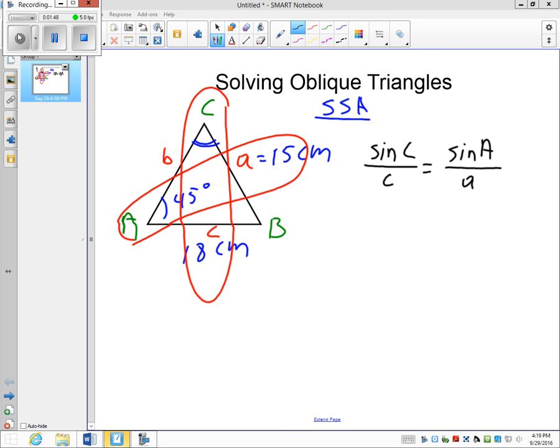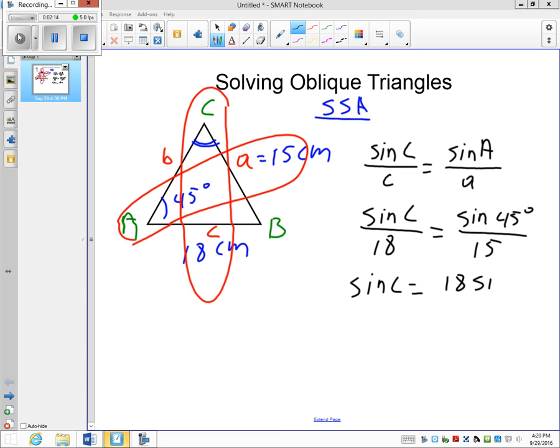Let's plug in the information that we have from the triangle. Angle C is our unknown, side C is 18 centimeters, angle A is 45 degrees, whereas side A is 15 centimeters. To isolate angle C, we're going to multiply both sides by 18. There we go. Sine of C equals 18 sine of 45 degrees divided by 15. By plugging that into our calculator, we figure out that sine of C equals 0.8485, rounded to the fourth decimal place.